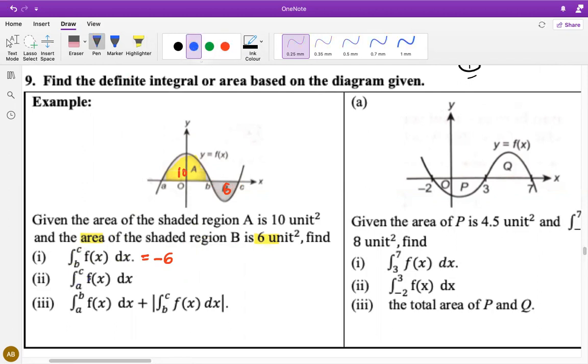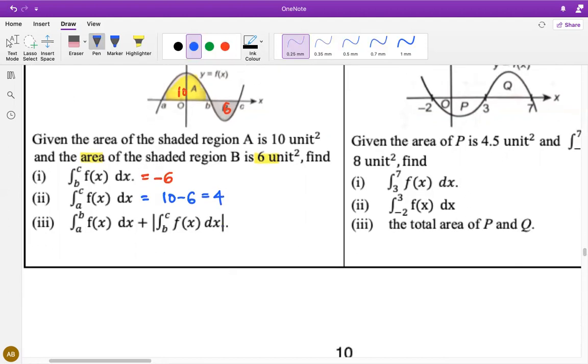All right, then from a to c, that is A plus B, the value of A plus the value of B. But remember, it is 10 plus, okay, 10 minus 6, which is 4.